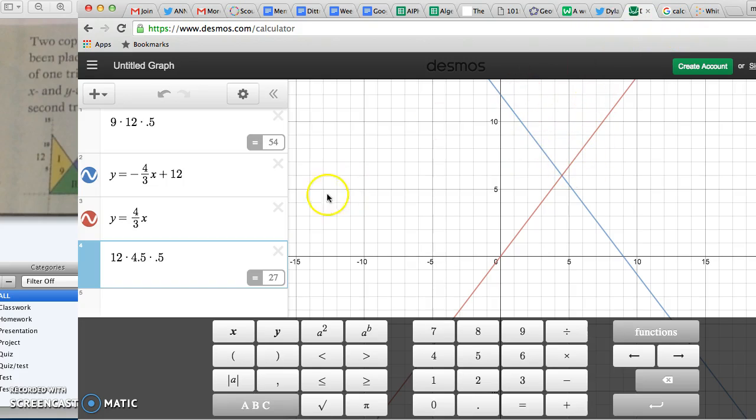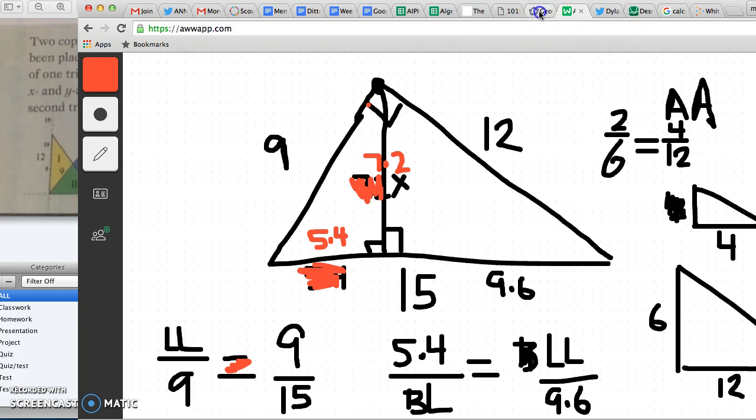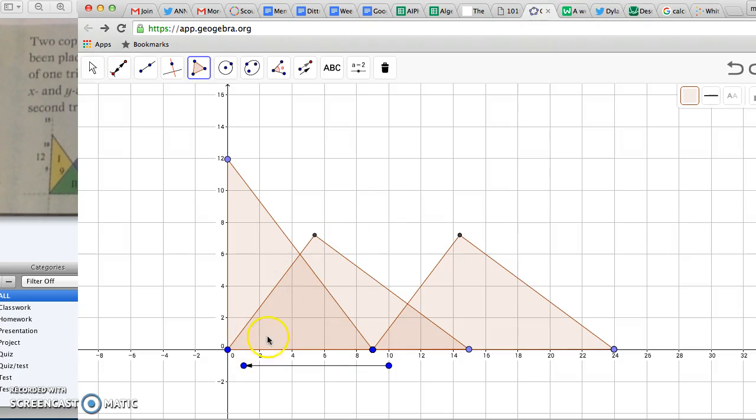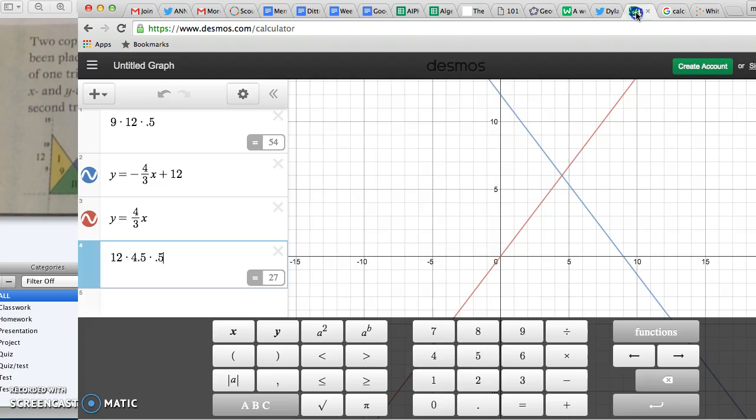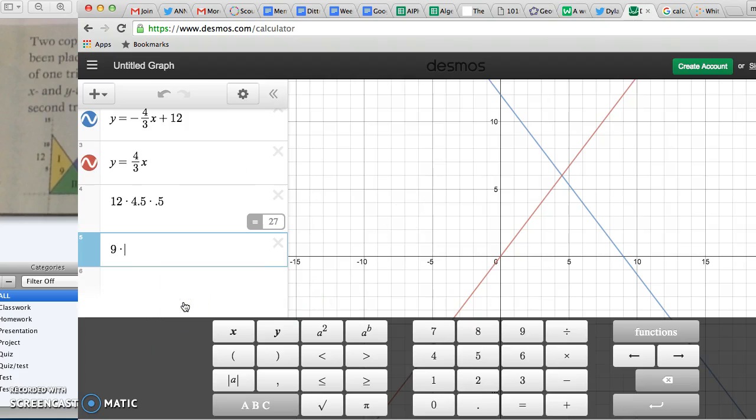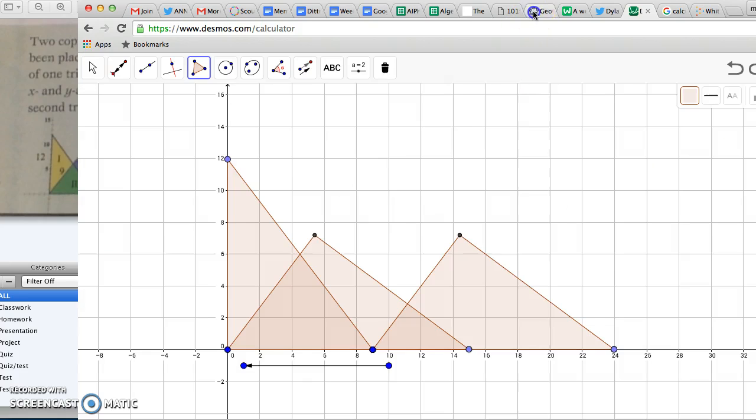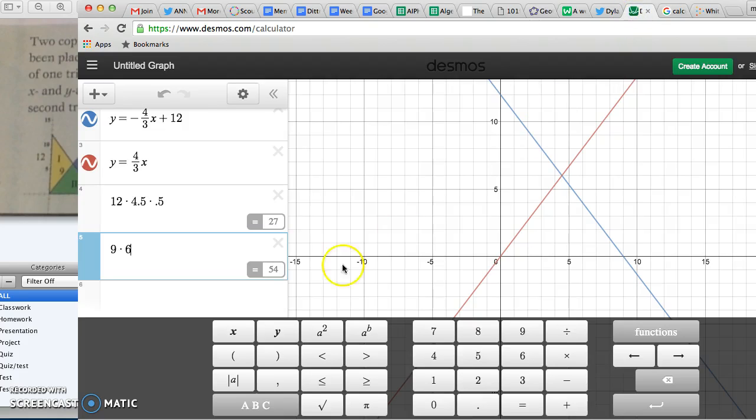By the way, remember we figured out earlier the whole thing's 54, so guess what? I think this has got to be 27 as well. Let's check. It's 9 times 7.2. Uh-oh. Oh, it's not 7.2. It's 9 times 6. 7.2 is this point. We want this point here. That's 6. So 9 times 6 times 1/2. All right, so this region is 27.